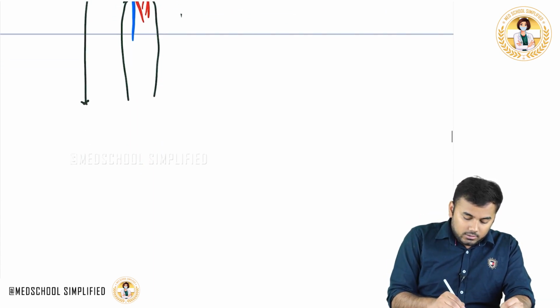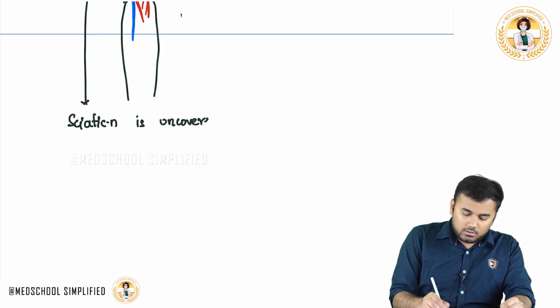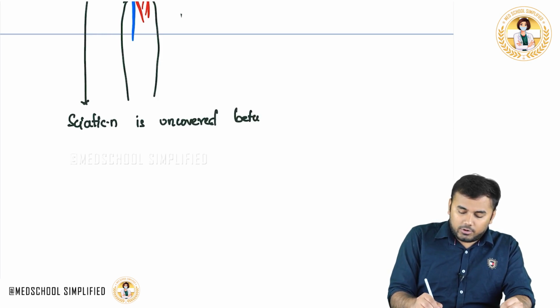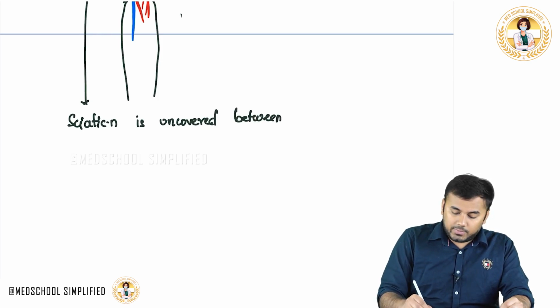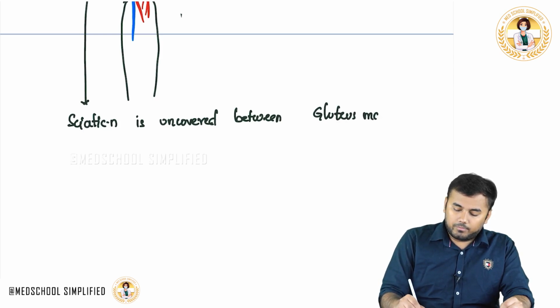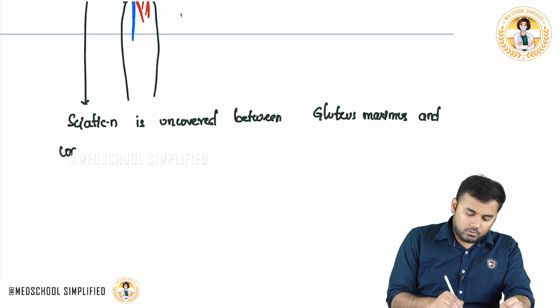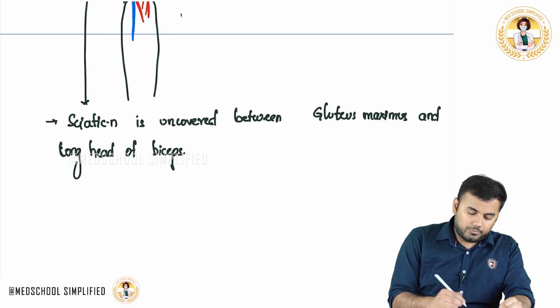So this part right here, the sciatic nerve is uncovered. Uncovered where? It is uncovered between gluteus maximus and long head of biceps.